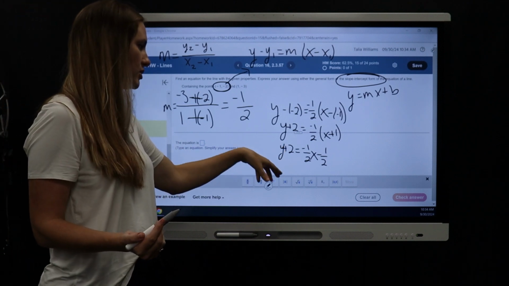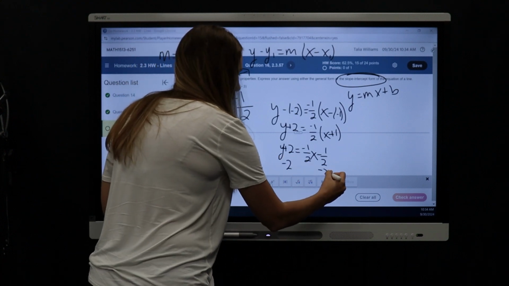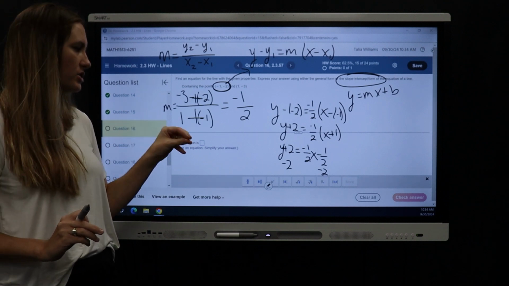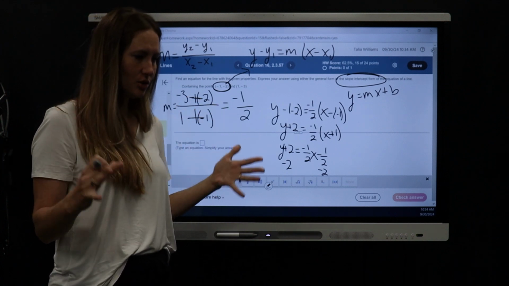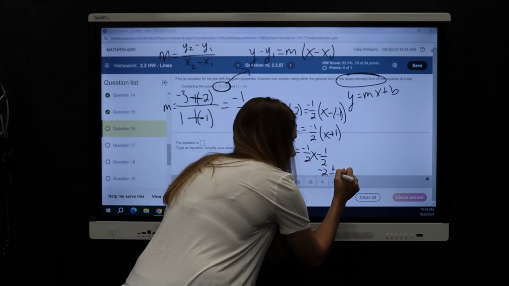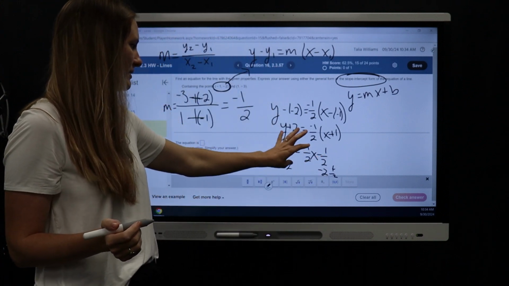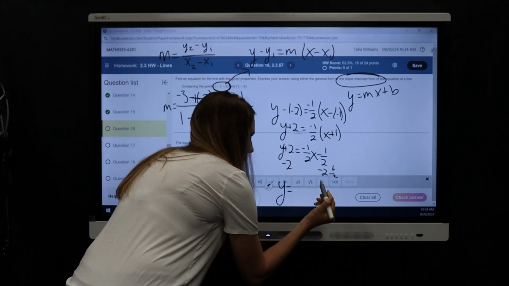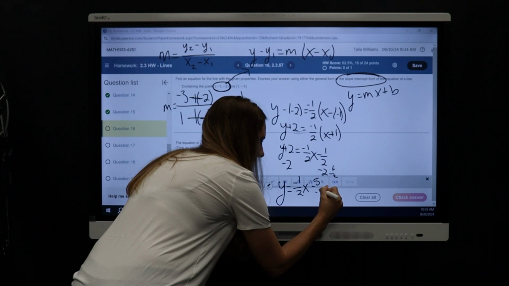Then since this is a plus 2, we're going to have to subtract 2. When we subtract 2 from negative 1/2, we need to change our 2 into halves as well. So how many halves are in 2 wholes? 4 halves. So I have negative 1/2 and negative 4 halves. Since they're both negative, we add those. So we end up with y equals negative 1/2 x subtract 5 halves.